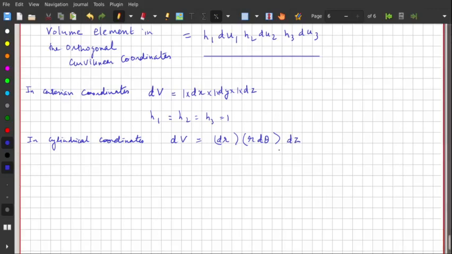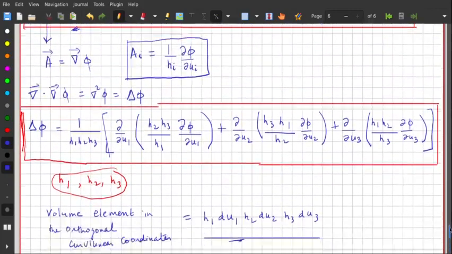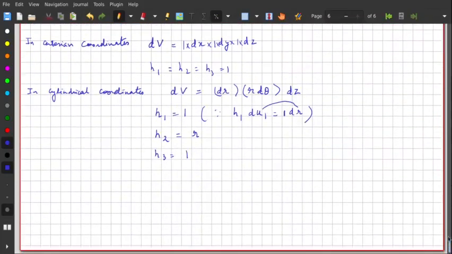Okay, and if we compare this now with this expression, we will see that h1 is 1, since h1 du1 is basically dr, where we recognize u1 is r, and the factor that sits in front of dr is 1. Similarly, h2 is r, and h3 is 1. So if we use the values of h1, h2, h3 in these two expressions, we will get the appropriate expression for the divergence as well as the Laplacian.